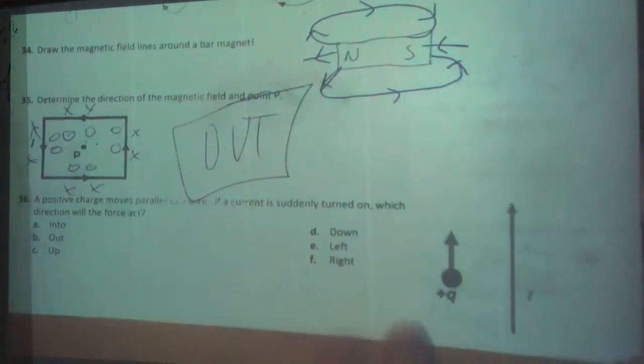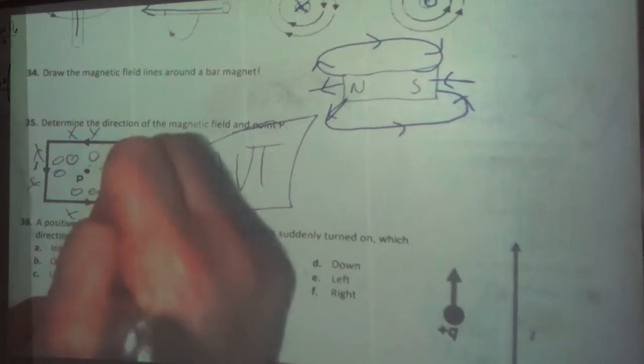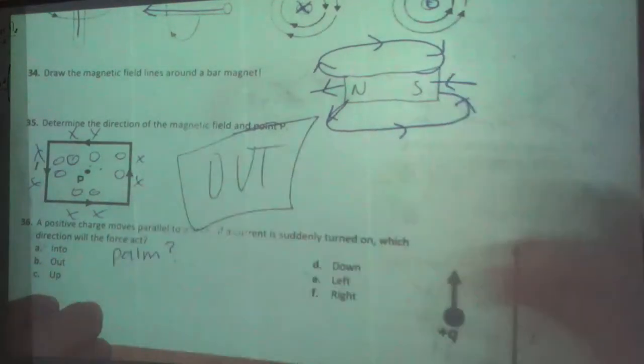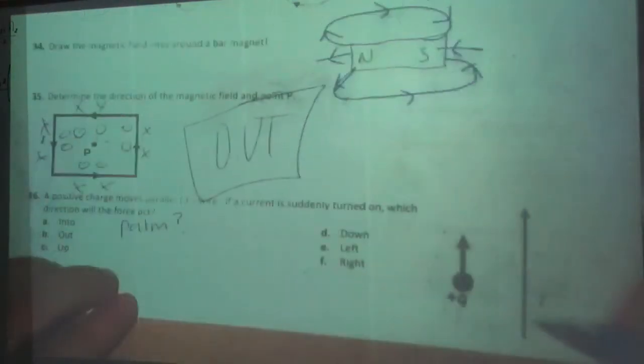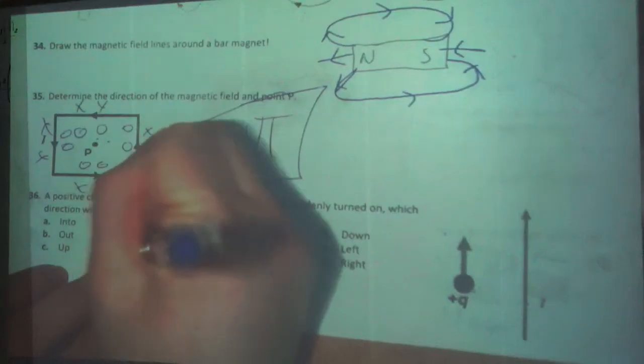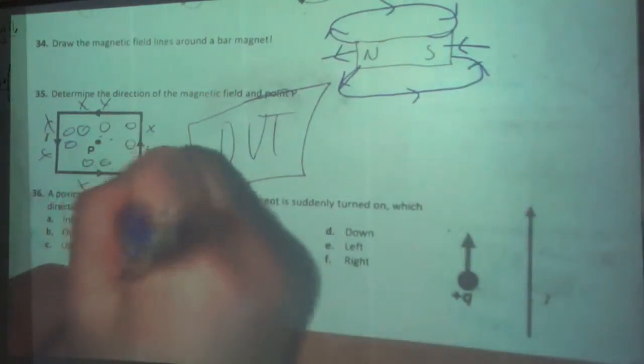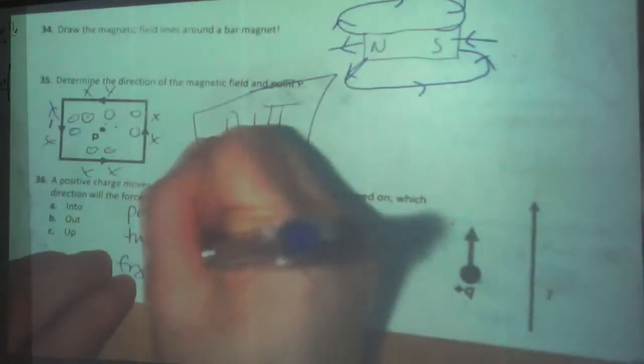Number 36 is a tricky one, so we want to find the force, so I'm looking for palm. Now you might say, well, your charge is going up, your current is also going up, and those are both thumb. I want the force on the charge, so I'm going to use the thumb is going up for the charge right here, and I need to know what is the magnetic field it's moving in. What are my fingers doing?